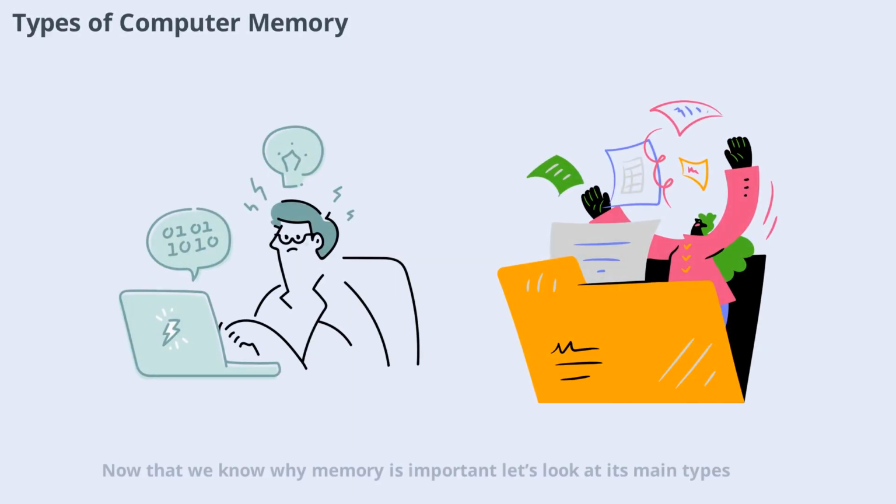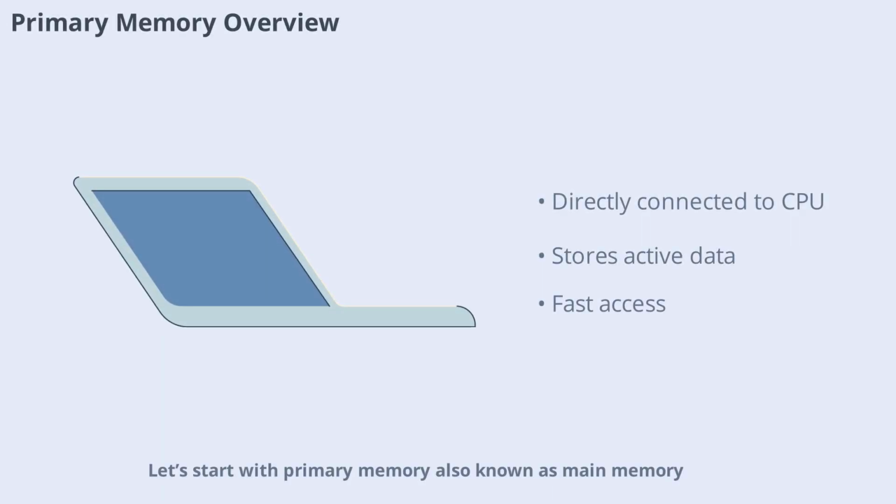Now that we know why memory is important, let's look at its main types. Computer memory is mainly divided into two categories: primary memory and secondary memory. Each type plays a unique role in how your computer stores and manages information. Understanding the difference between these types will help you appreciate how your device handles everything from quick tasks to long-term storage. Let's start with primary memory, also known as main memory.